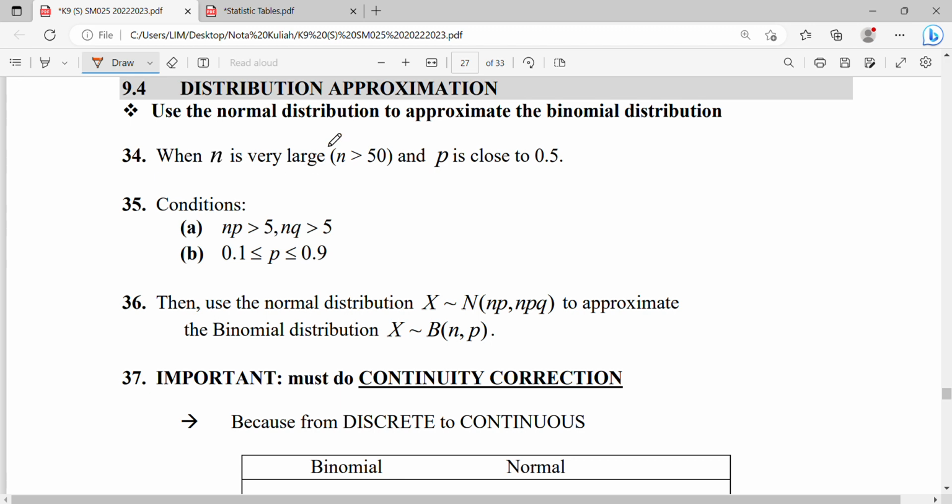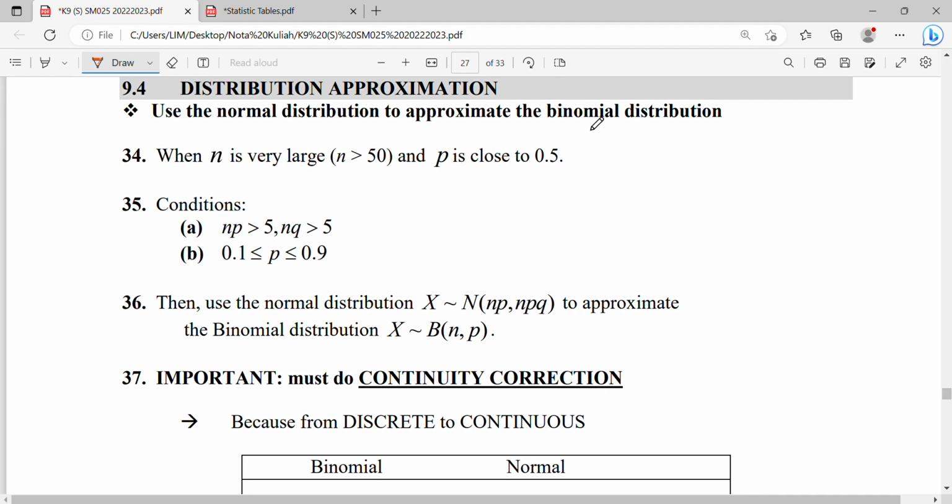Okay, for the last concept, which is distribution approximation, bermaksud kita ada pertukaran distribution di sini. Pertukaran distribution daripada binomial ke normal distribution. So this is what we said, we use normal distribution to approximate binomial distribution, untuk menghampiri binomial distribution.